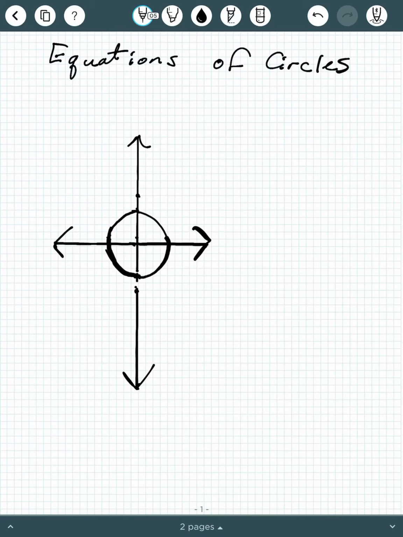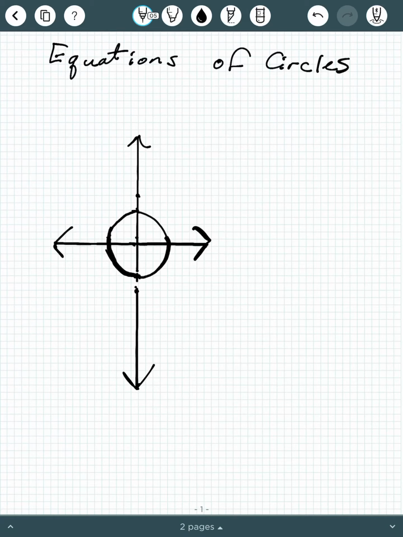Today we're going to look at kind of the last topic for geometry this year. I saved it for last because we really needed a lot of skills leading up to this. We've looked at circles in different ways, but today's the time that we actually are going to figure out how you write the equation of a circle that you can graph on the coordinate plane.